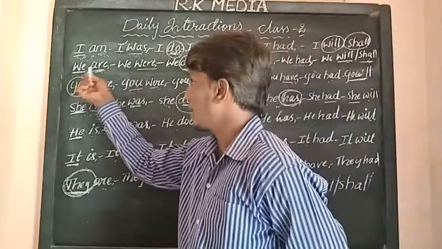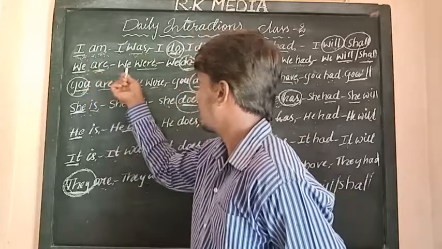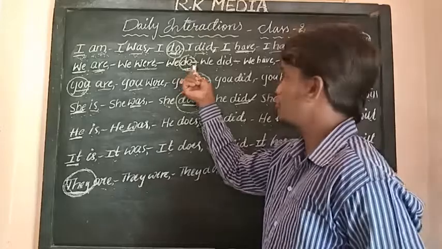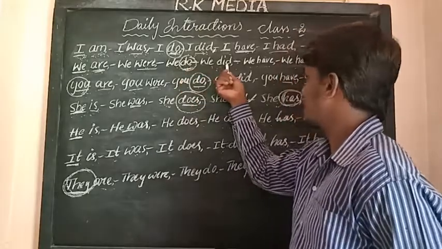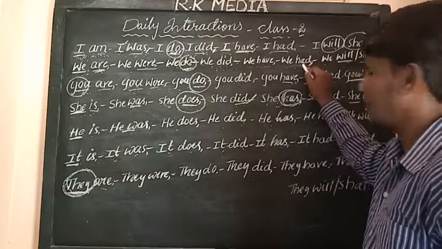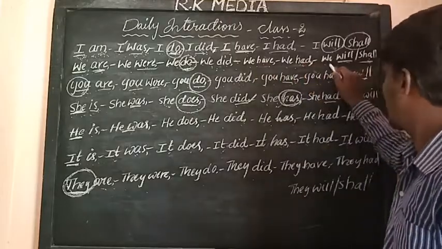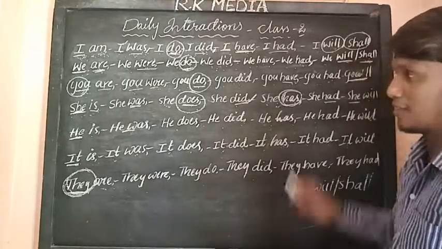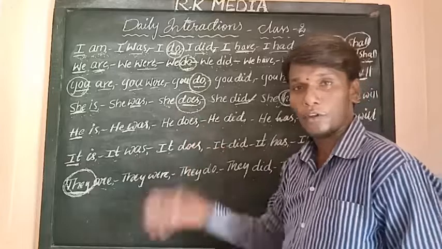Now see, we are not. We were not. We do, we don't. We did, we didn't. We have, we haven't. We had, we hadn't. We will, we won't. We shall, we shan't. That is how we say all the negatives.